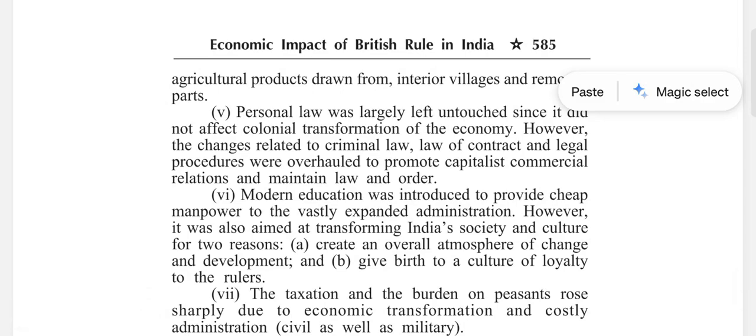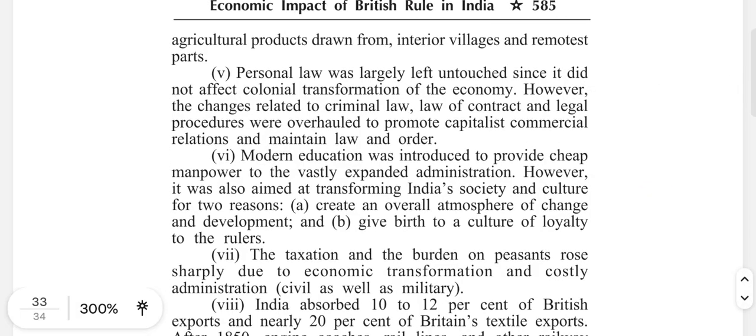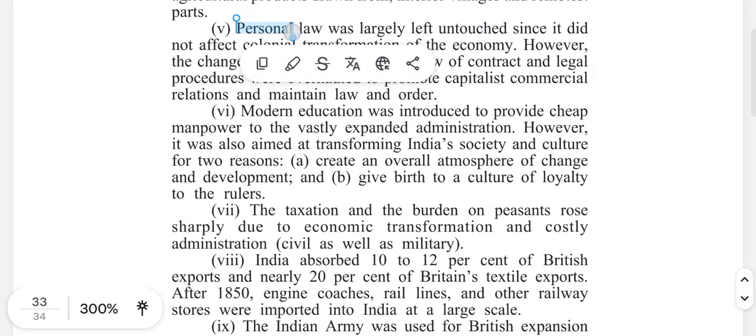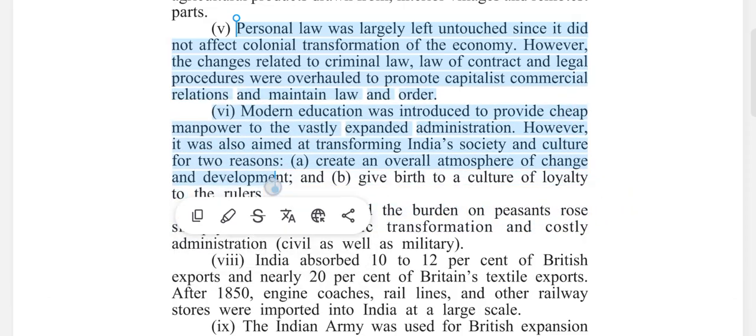Personal law was largely left untouched since it did not affect colonial transformation of the economy. However, the changes related to criminal law, law of contract, and legal procedures were overhauled to promote capitalist commercial relations and maintain law and order. 6. Modern education was introduced to provide cheap manpower to the vastly expanded administration.